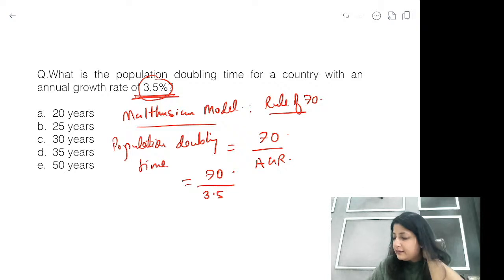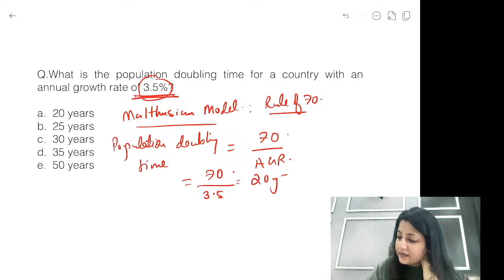If you see over here, if it was 2%, we would have done it. If it was like 3%, so when is it going to increase? What is your answer over here? Very good, very good. When will it double? In 20 years.